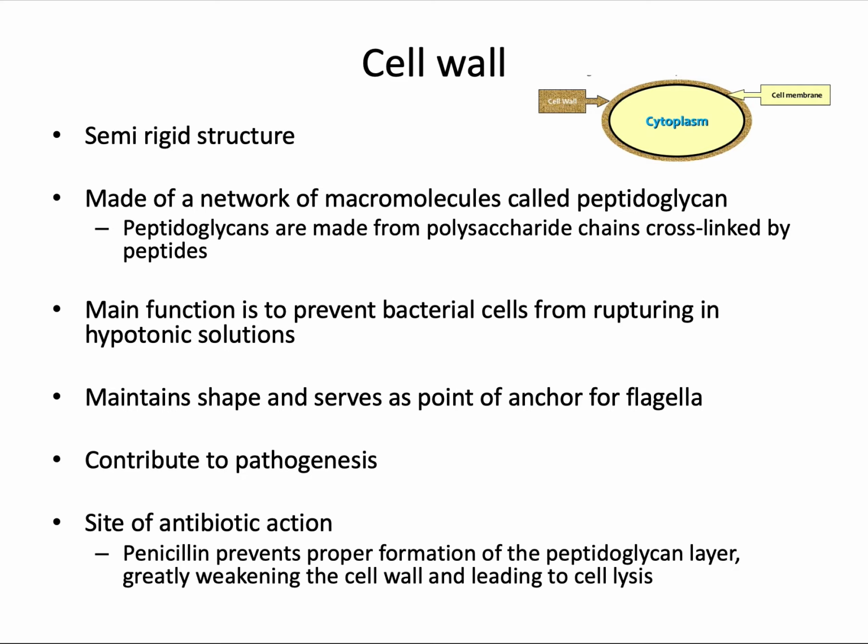The main function of a cell wall is to give the cell a lot more resilience, a lot more integrity, so that when the cell is placed in a solution with fewer solutes than the cell contains, the cell doesn't rupture. It also maintains the shape of the bacteria and helps the flagella and other surface structures to be embedded into the cell of the bacteria.